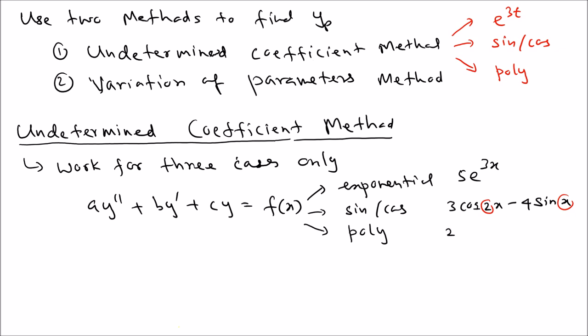So like 2x cubed minus x plus 1. We can also do that one. Those are three types that we can do: exponential, sine/cosine, and polynomials. What we normally do, the first step, is guess the particular solution. We guess the form of yp. But there are certain criteria for that, so let's talk about that.